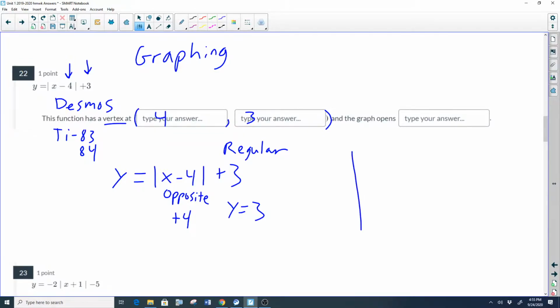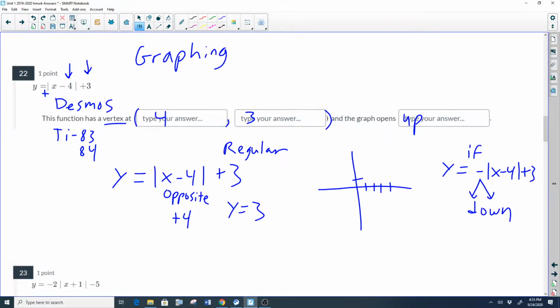And so when we go ahead and graph this, when it says on the graph opens, you're looking just for the word up, right? If we would have had a negative in front of the absolute value of x minus 4 plus 3, then it would have been going downward. But since there's no negative there, it's just a positive equation, it'll go up. So you're going to go right 1, 2, 3, 4, and then up 3. That's our vertex, right? Our vertex is 4, 3. And then it's just going to go upwards.